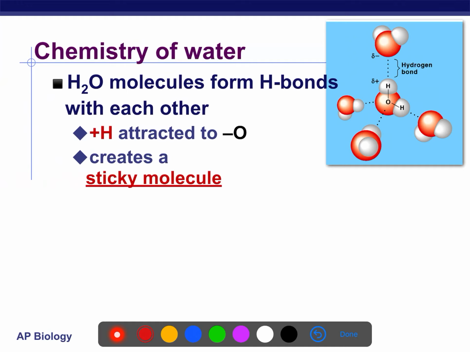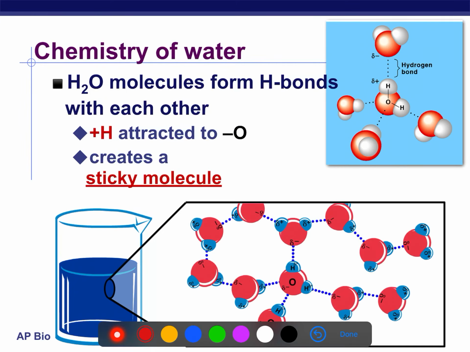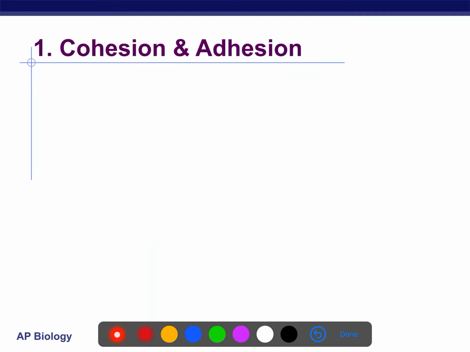And so before we can talk about all the different properties of water, we just gotta kind of hit back as to why the chemistry of water is important. Water's ability to form hydrogen bonds makes it this sticky molecule. So water is sticky to itself, but it can also be sticky to other molecules. And that's going to be a really important feature as we talk about these properties of water.